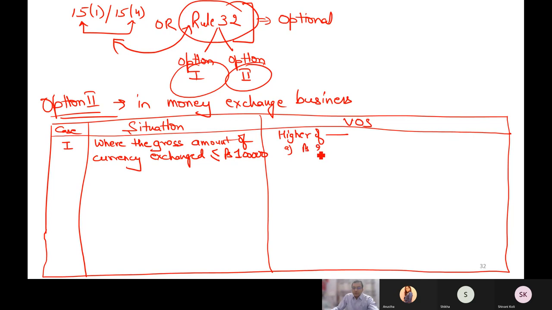Higher of A point, flat rupees 250 or 1% of the gross amount of currency exchanged.